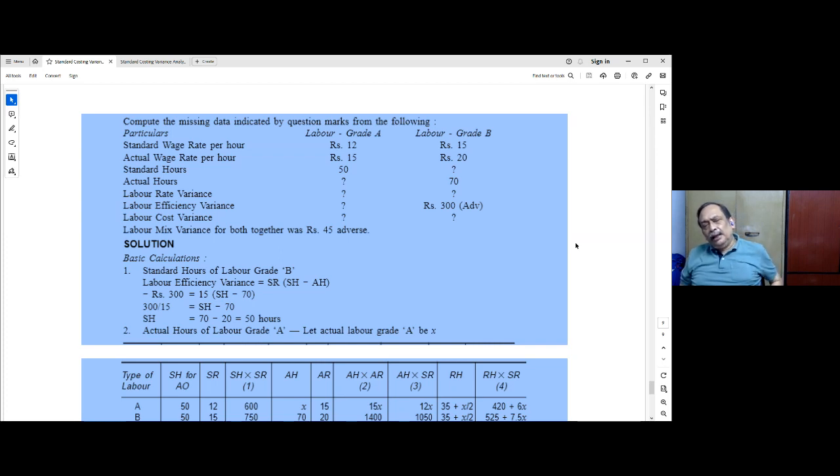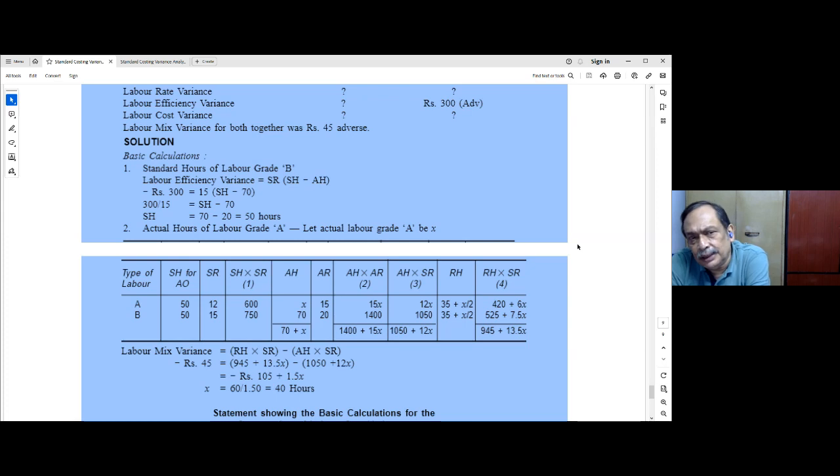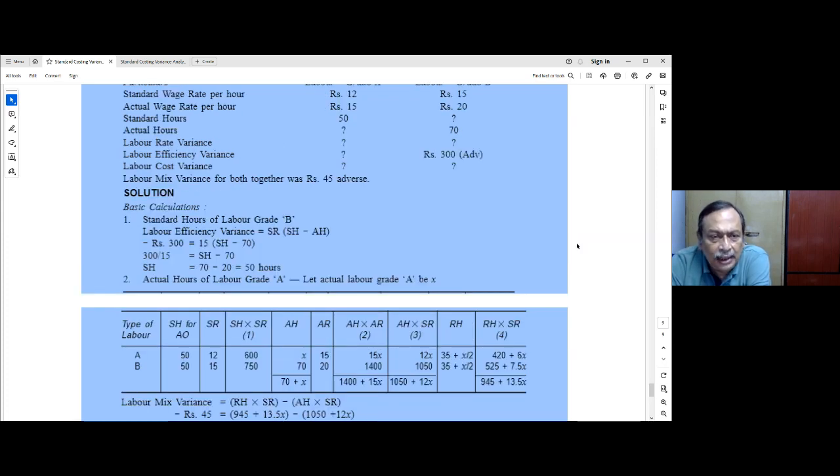So if you remember, in my past class, when we went through materials, we discussed a problem with missing information. So we are having basic calculations. That is number one, standard hours of labor grade B. We have to find it out.